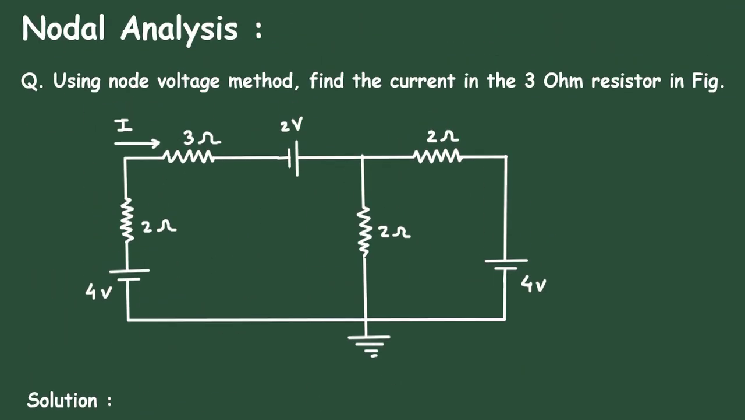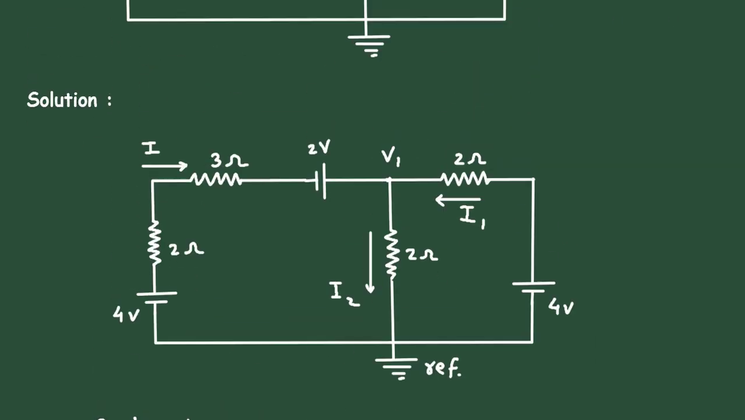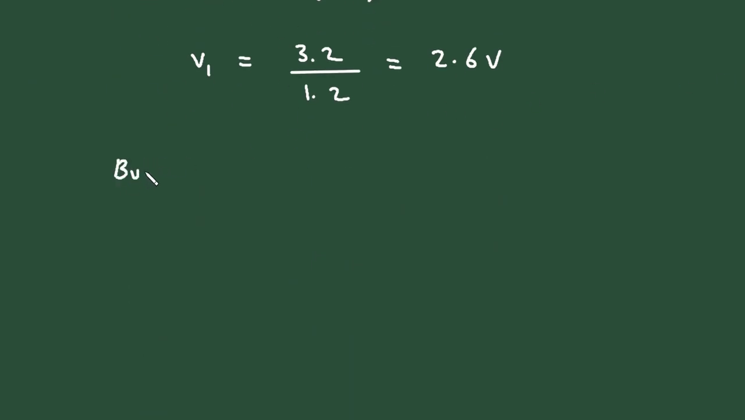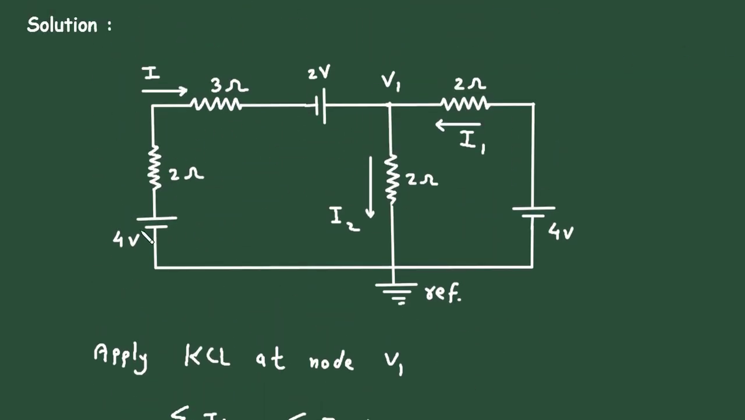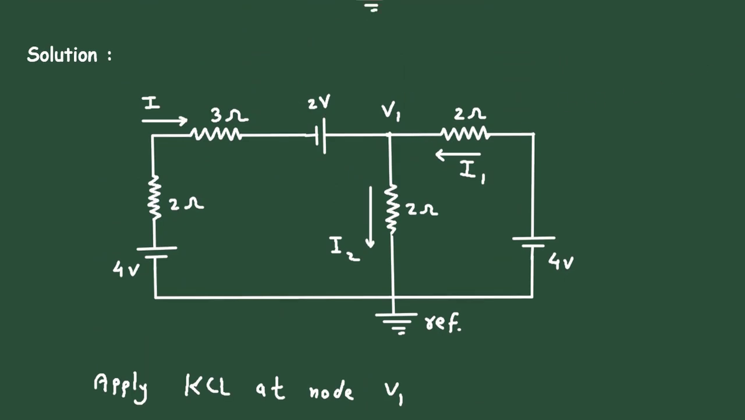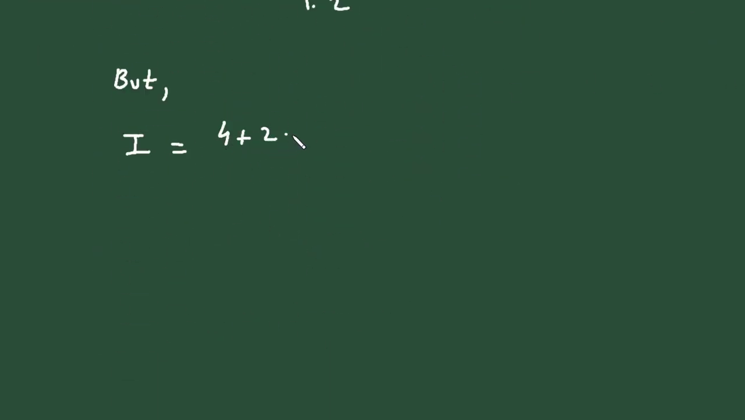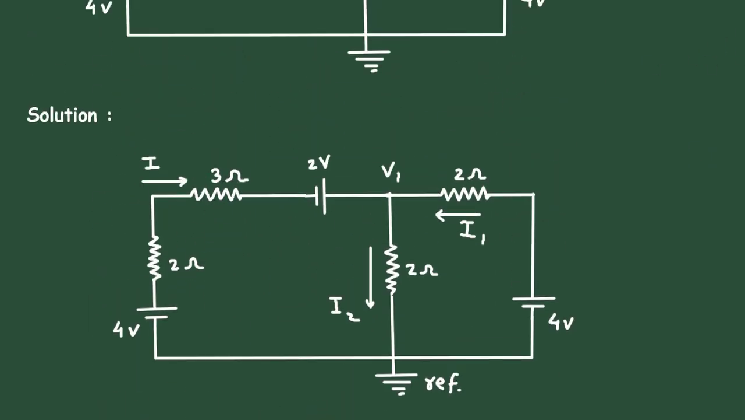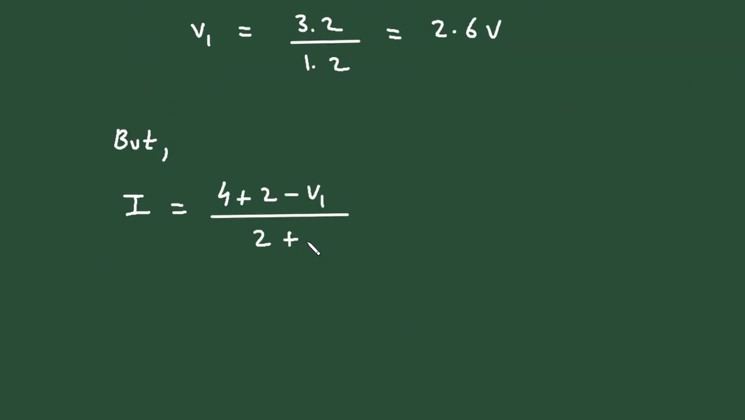But here we have to find the value of current I. Current I is equal to 4 plus 2 minus V1, divided by the resistance, which is 2 plus 3. The value of V1 is 2.6. So it will be 4 plus 2 is 6, minus V1 which is 2.6, divided by 2 plus 3 which is 5.